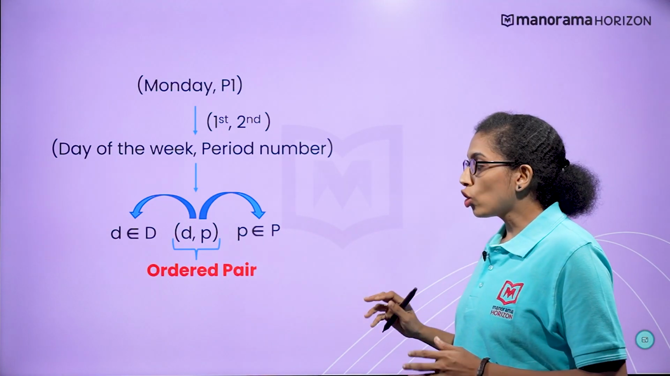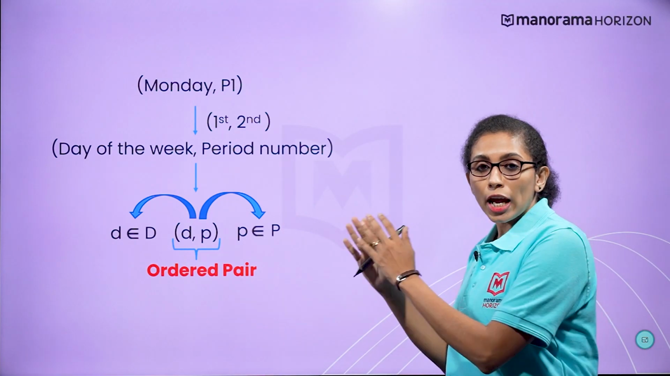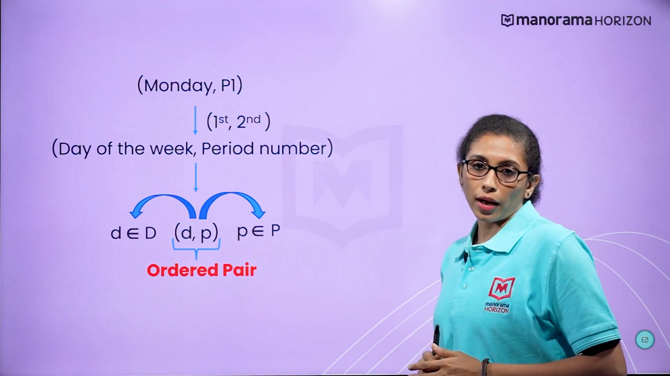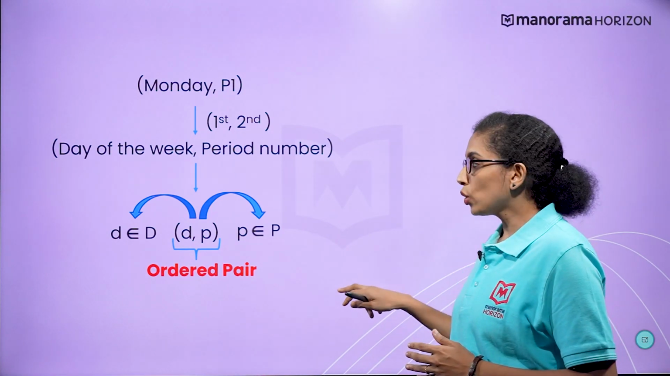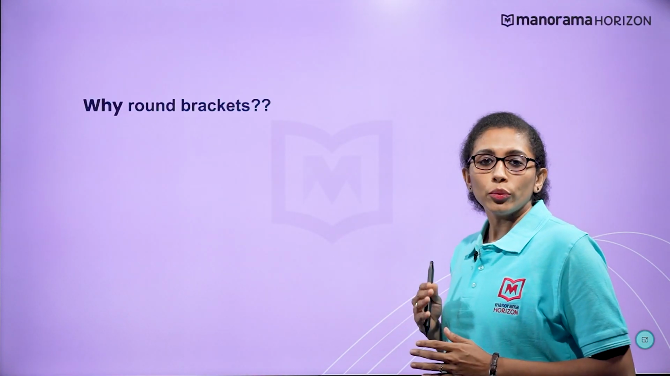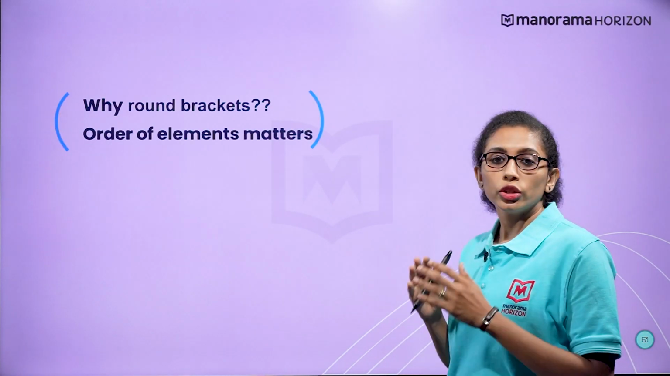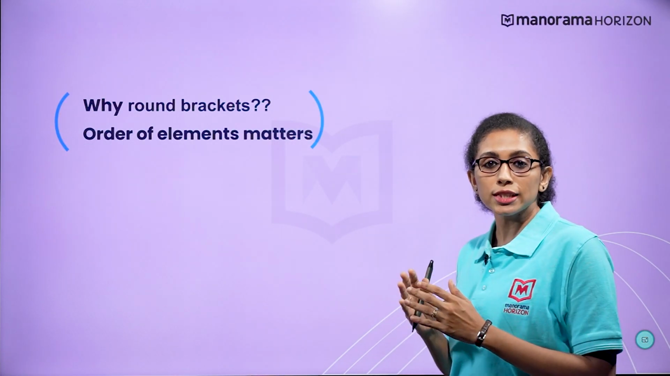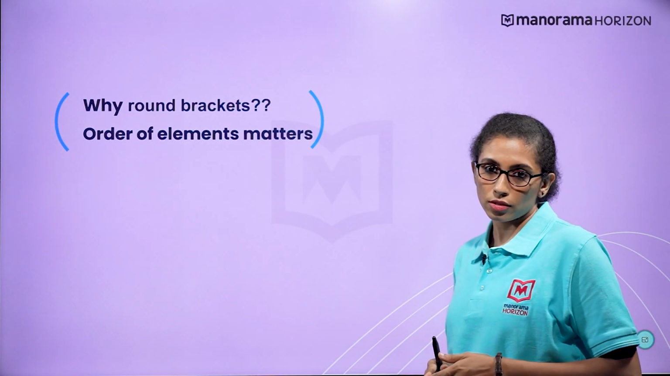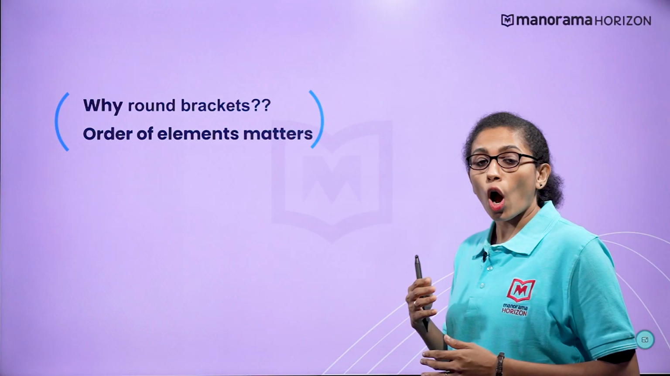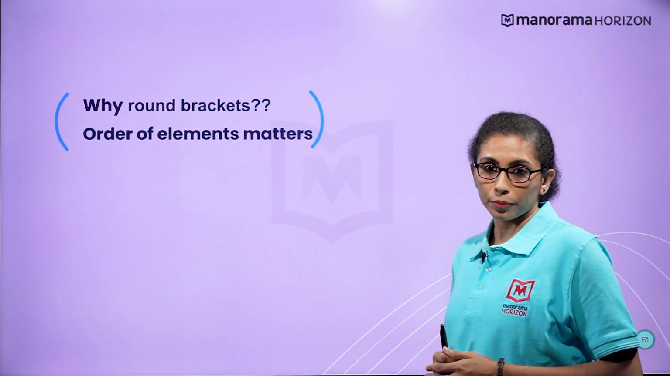So, every combination of day of the week and period number is called an ordered pair. Now, my question is, why do we use round brackets? This is because the order in which we write in the round bracket matters. We have seen what an ordered pair is and how we should write an ordered pair.